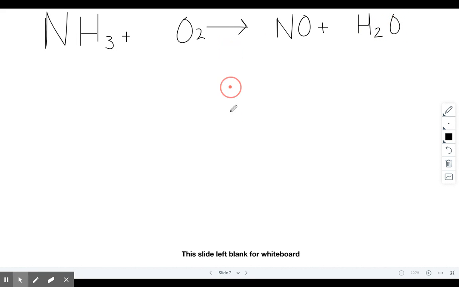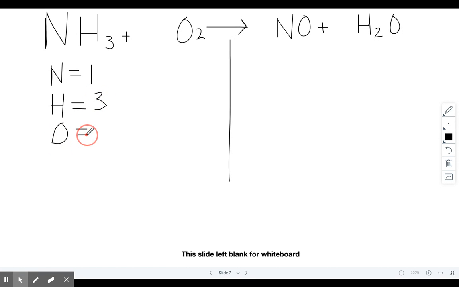Okay, let me put my line down the middle. Start counting. Okay, so my number of N's is 1, because there's no subscript. My H's are 3, and my O's are 2. Okay, now on this side, I still have 1 N, so my N's are okay. My O's, however, be careful. You got 1 O here, but you have 1 over there. So a total of 2 O's. And the H has a subscript of 2, so he's got 2.